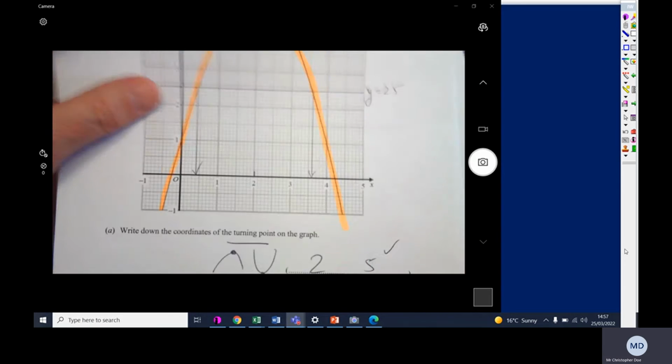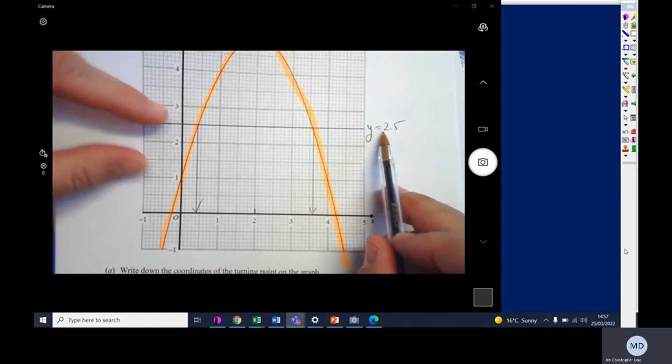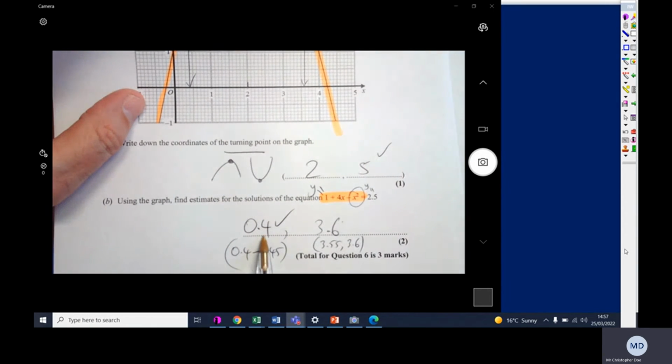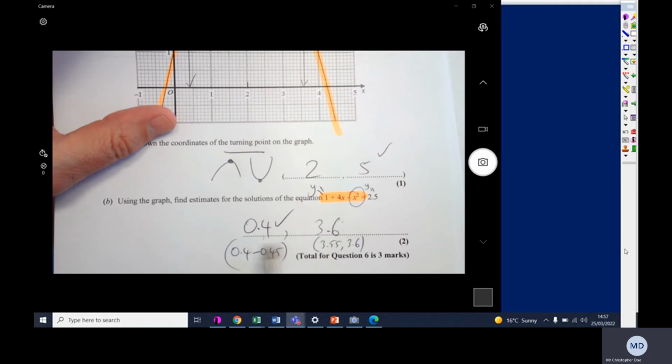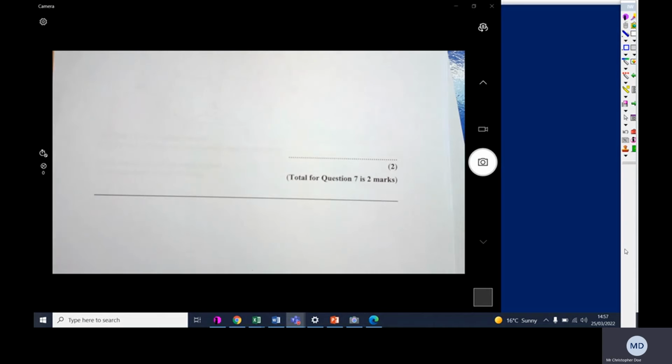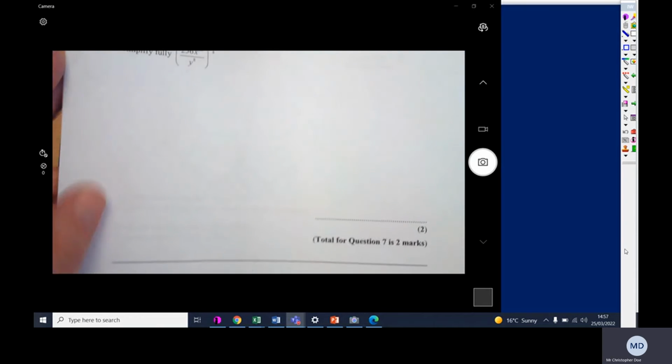Okay, if you've drawn y equals 2.5, that's 1 mark. If you didn't draw it and you got one answer right, that's 1 mark. But to get full marks, you'd need both answers to get both ticks. Let's move on to question 7.